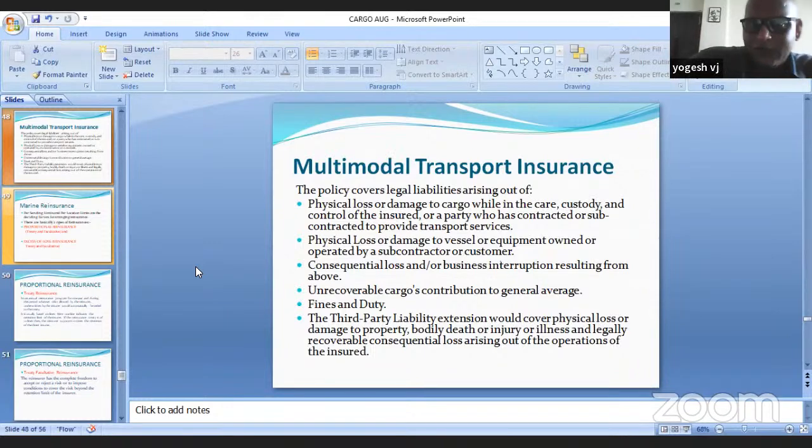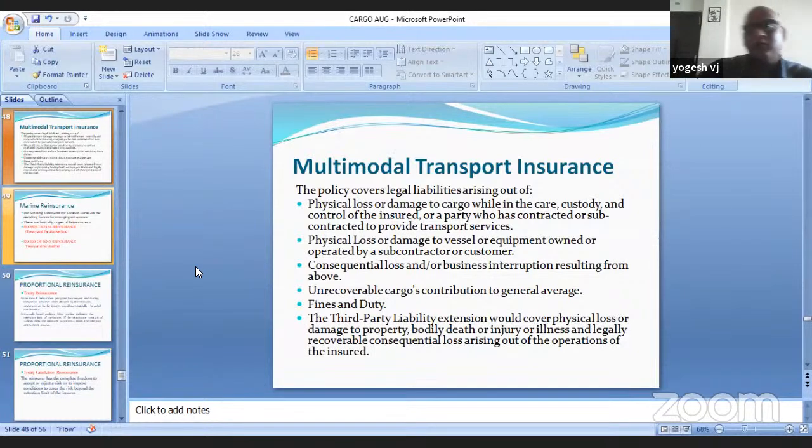See, physical loss or damage to the vessel or equipment owned or operated by the subcontractor or a customer. Consequential loss or business interruption resulting from the above. Unrecoverable cargoes contribution to general average.